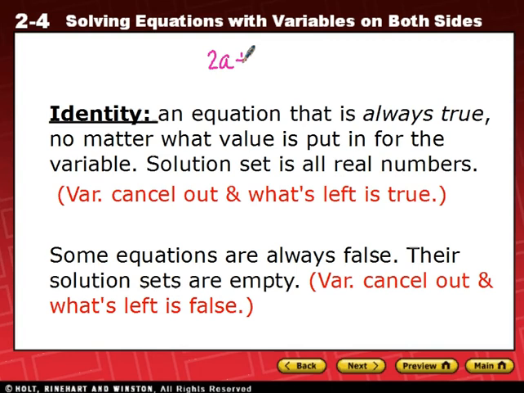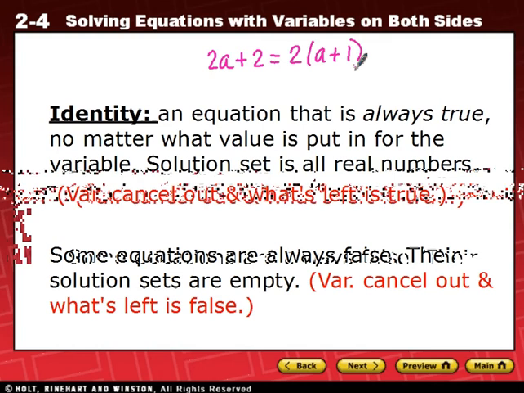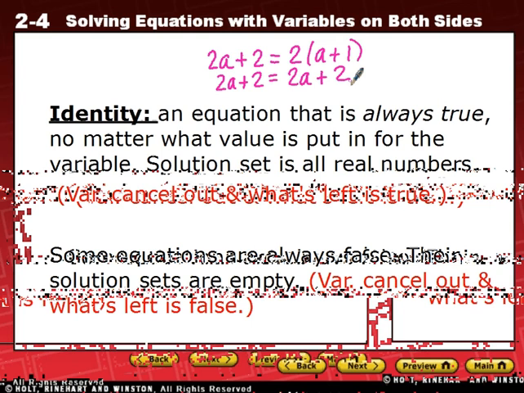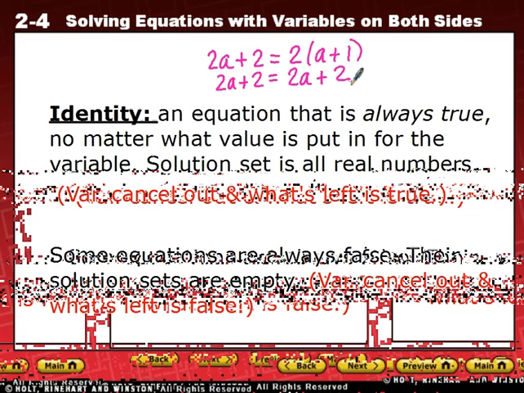So it would be something like this. 2a plus 2 equals 2 times the quantity a plus 1. When you go to solve that, you're going to move the 2a's, after you distribute, all onto one side. And what happens? They go away. You can see that the left and the right sides are exactly the same. So you would end up with no a's left and 2 equals 2. So that's an identity.